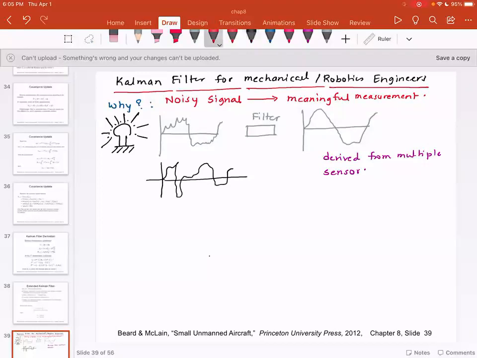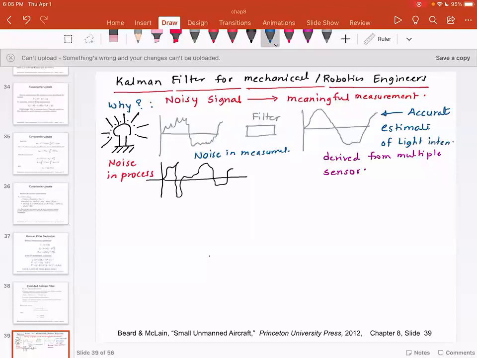So how do you combine noise in process and noise in measurement, and get an accurate estimate of light intensity? The same thing happens with filters, or pictures, or images, or scanned models, or radar data, or the local GPS.